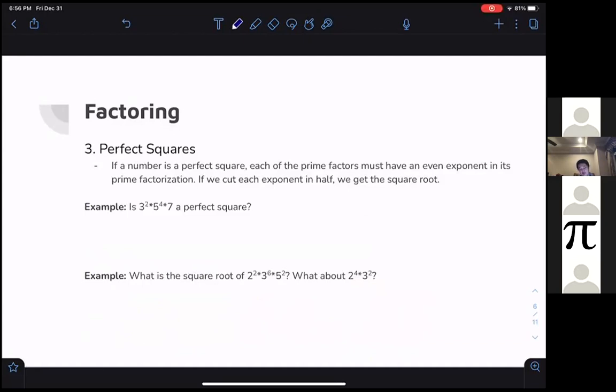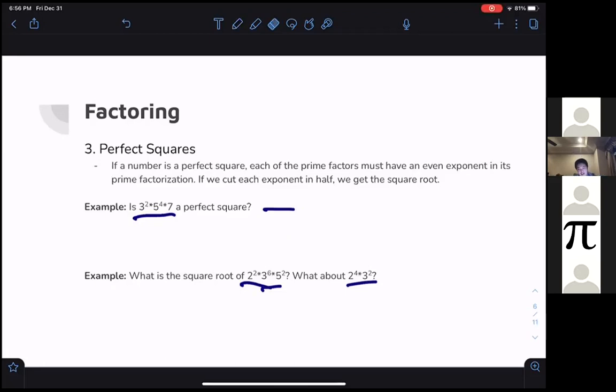For example, is 3 squared times 5 to the 4 times 7 a perfect square? And what's the square root of this number: 2 squared times 3 to the 6 times 5 squared? What about this: 2 to the 4 times 3 squared? If it is a perfect square, we just take half of each exponent, and we get its square root. If it's not, then we'll get irrational numbers. So I see somebody said no, this is not a perfect square. That's right. There's this 7 to the 1 causing some trouble.